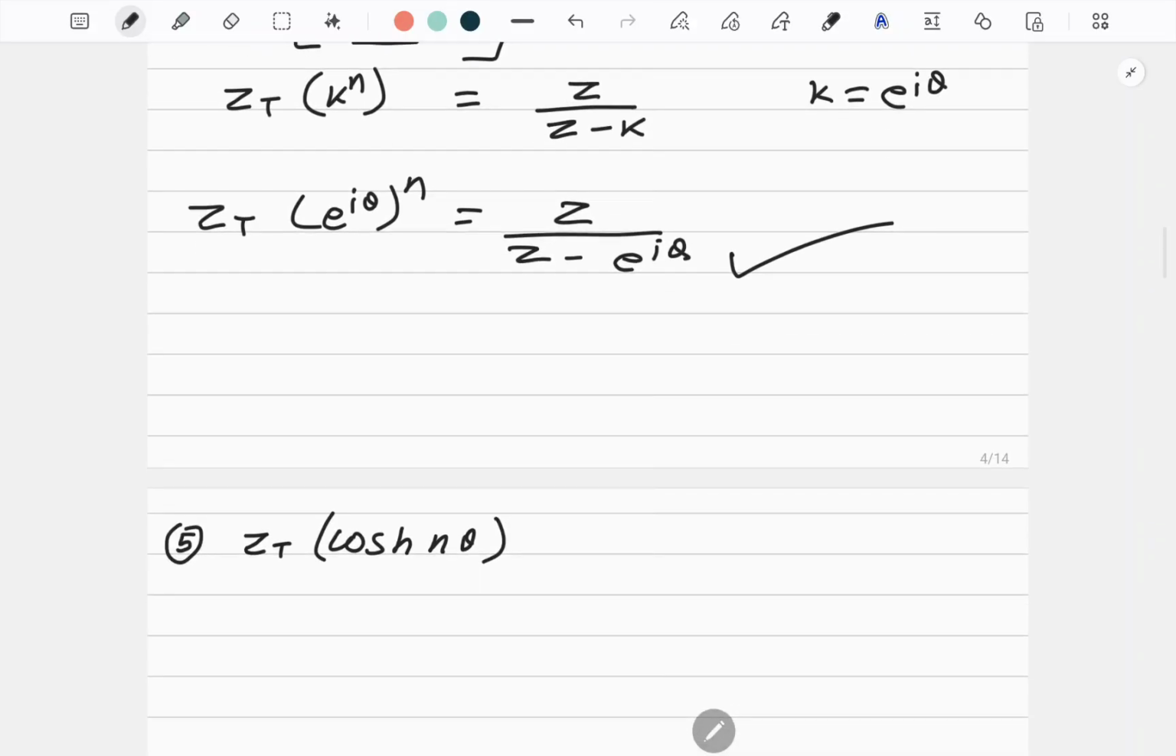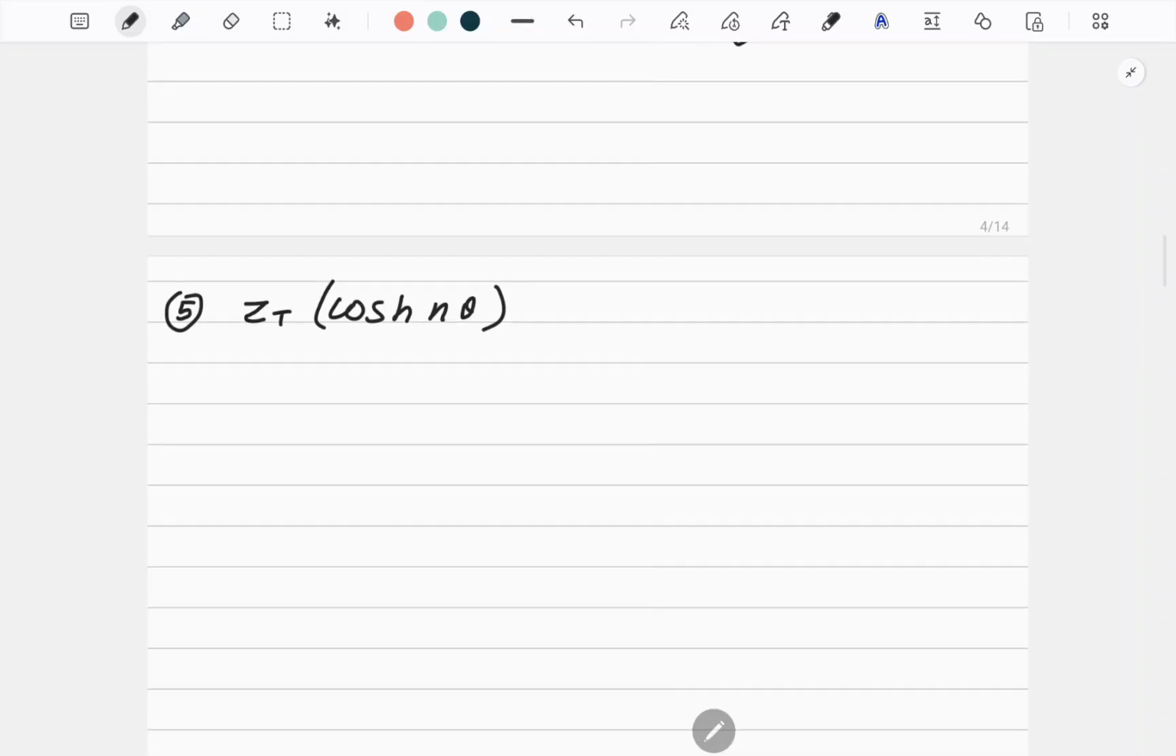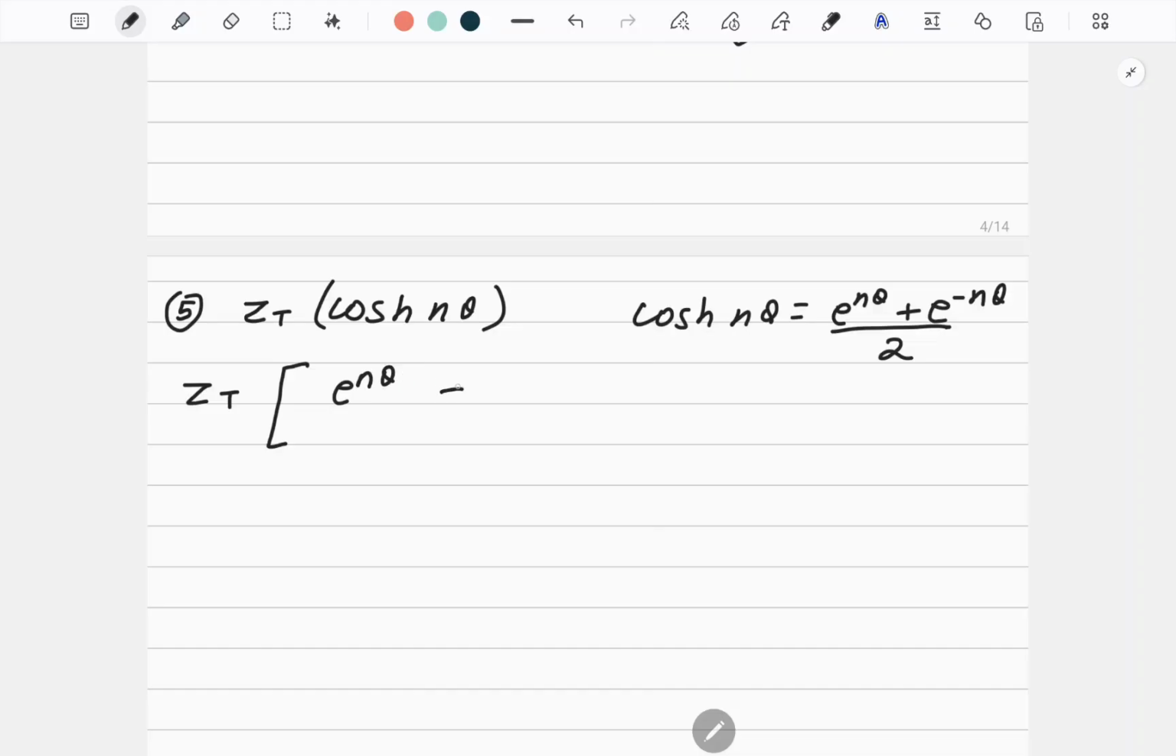Okay, now let's move to the next question. Now z transform of cos hyperbolic n theta. Here again I will use the standard result. What is cos hyperbolic n theta? Cos hyperbolic n theta is e to the power n theta plus e to the power minus n theta upon 2. This is the formula for cos hyperbolic. So now let's find the z transform for this. In place of cos hyperbolic n theta, I'll write e to the power n theta plus e to the power minus n theta upon 2.